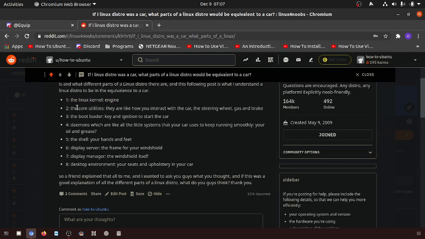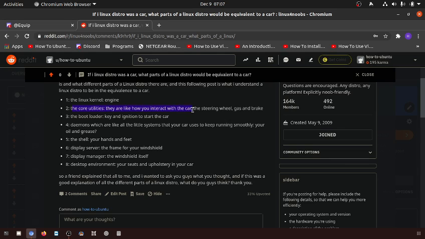After the Linux kernel, which is like the engine, there are many, many different parts of a Linux distro. There are many different parts besides the Linux kernel. Things like the core utilities.